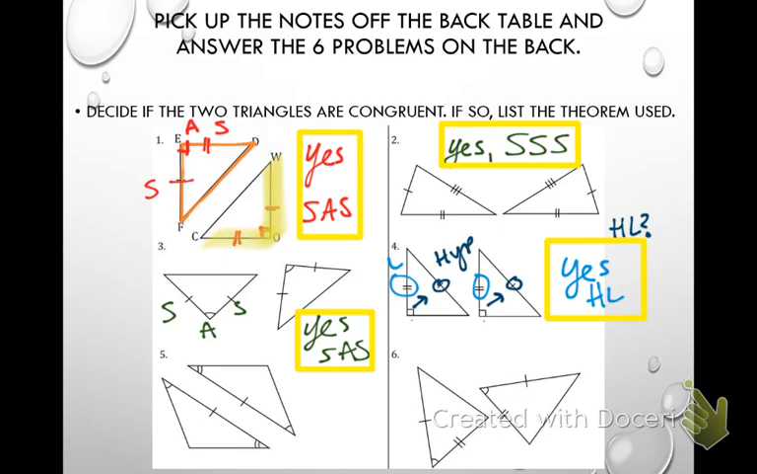Number 5, you actually have not learned this yet, but it appears we have an angle marked congruent to an angle, a side to a side, and an angle to an angle. How many of you have taken a look at the name of this lesson? Angle, side, angle. So guess what? This is yes because of angle, side, angle. Don't get upset if you didn't get that right. You just haven't learned it yet. It just happened to be here.